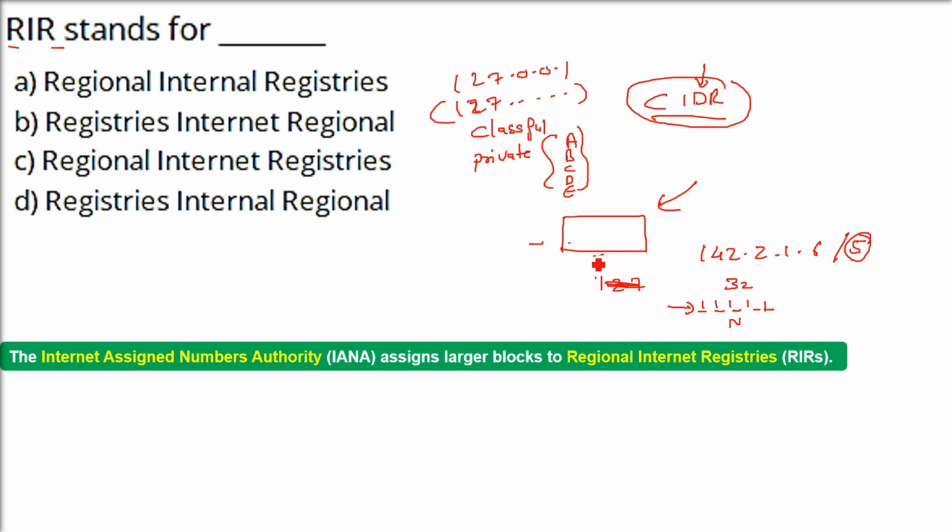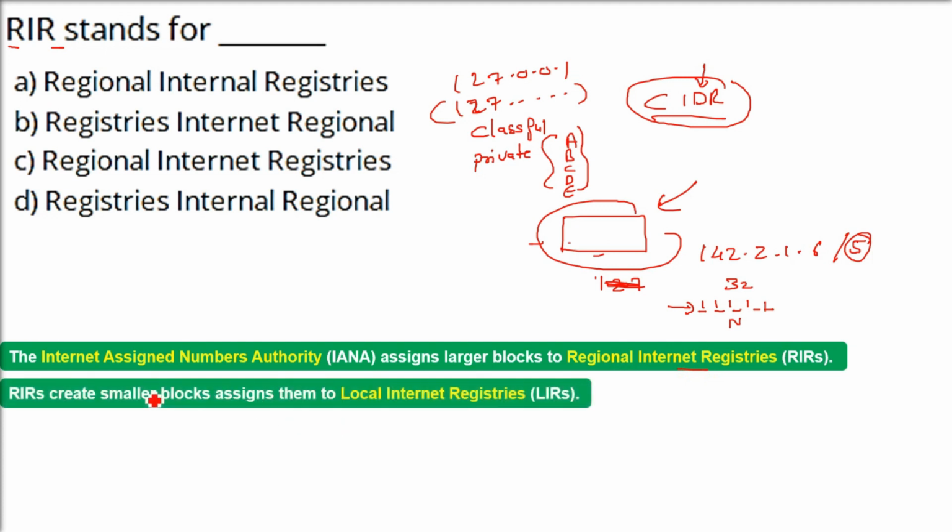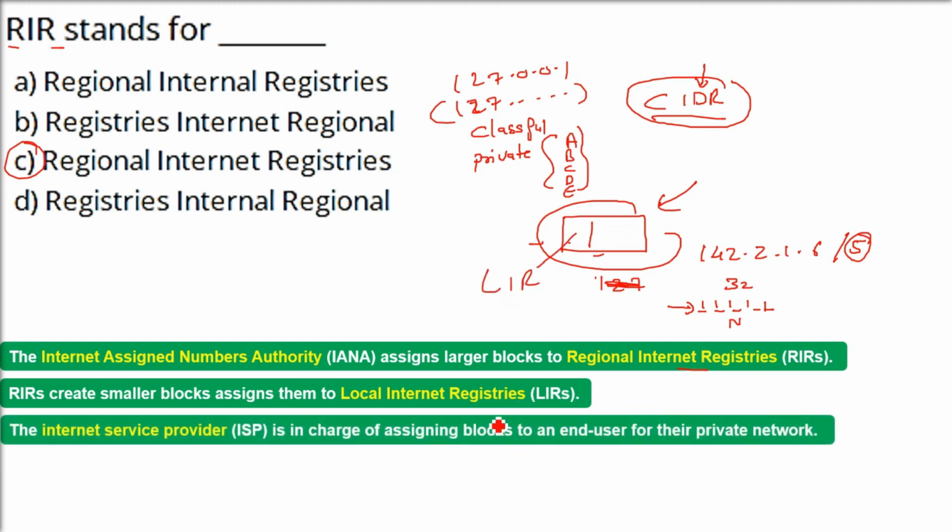The main authority is IANA. This Internet Assigned Numbers Authority, as I just said, assigns the larger blocks to RIRs. What are RIRs? Regional Internet Registries. In turn, the RIRs create smaller blocks and assign them to LIRs. What are LIRs? Local Internet Registries. You can also get a question like what LIR stands for; for that you give the answer local internet registries. So IANA, then RIR, then LIR, and finally the ISP.